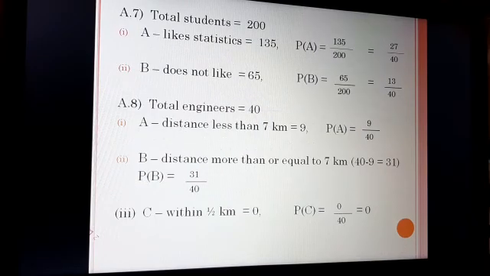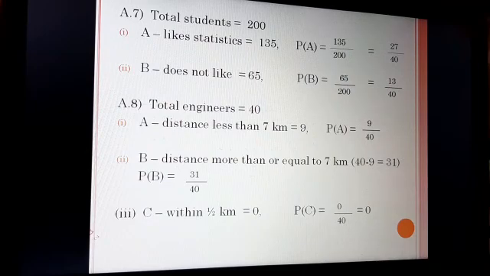So next, total students are 200. In that, the table was given with the number of students who like statistics and who do not like statistics. So the details were already given in the table. Let A be the students who like statistics, 135, and B who do not like statistics, 65. So the probability of A will become 135 upon 200, reduced to 27 upon 40, and the probability of B, 65 upon 200, reduced to 13 upon 40.